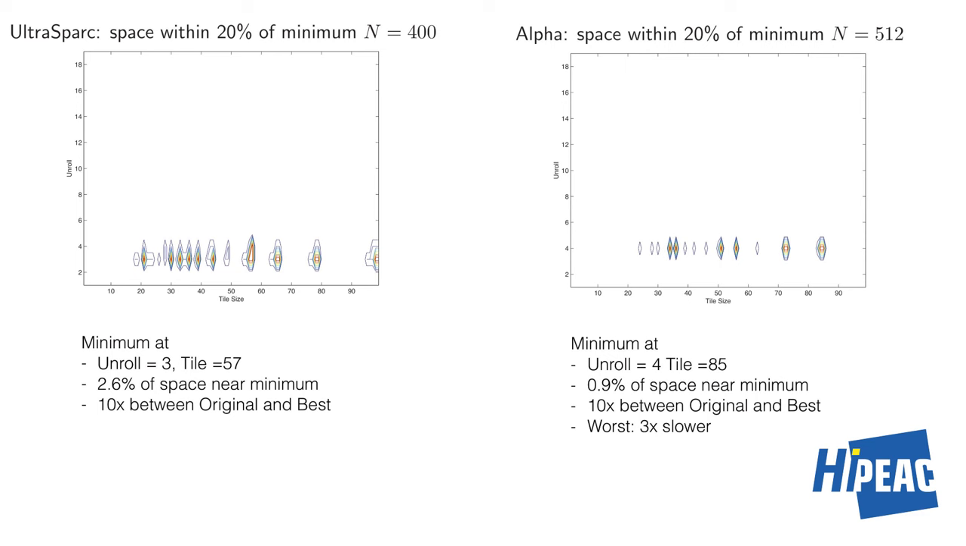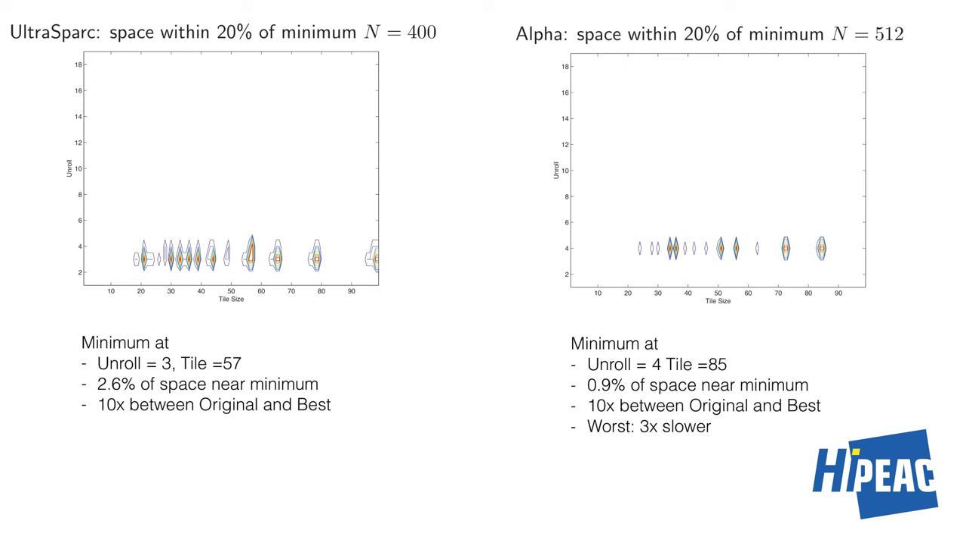They all thought something else was a good one. And if you get it, the difference between getting it right and wrong is a factor of 10. So it was an important thing to get right, but nobody bothered checking what they had was right. Okay. And in actual fact, if you look at the amount of space that's near the minimum, it's 2.6. So you had a 1 in 50 chance of getting it right.